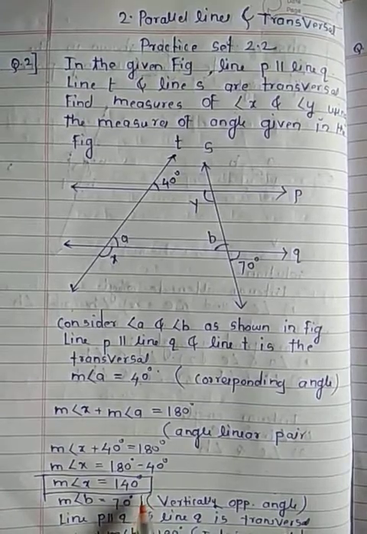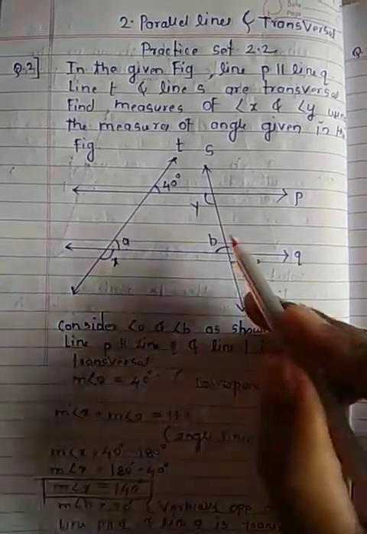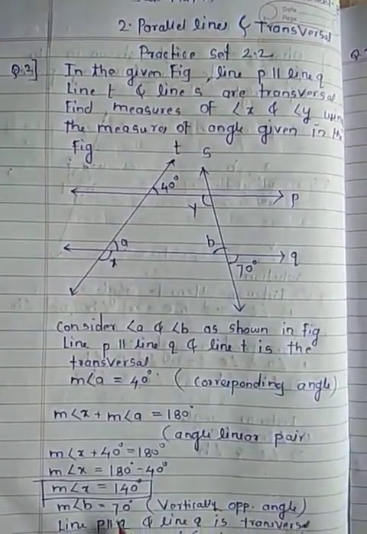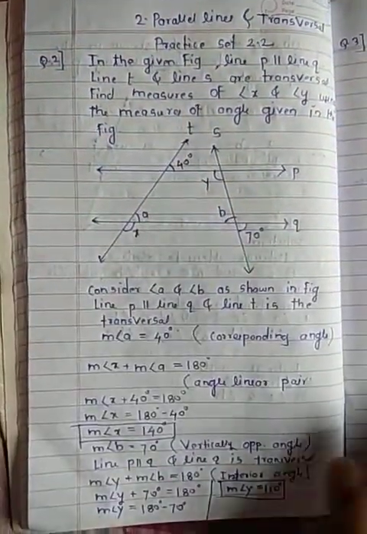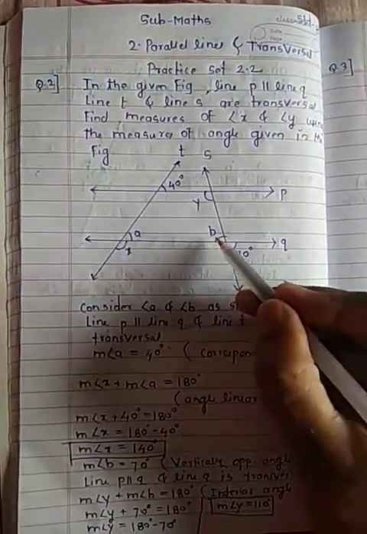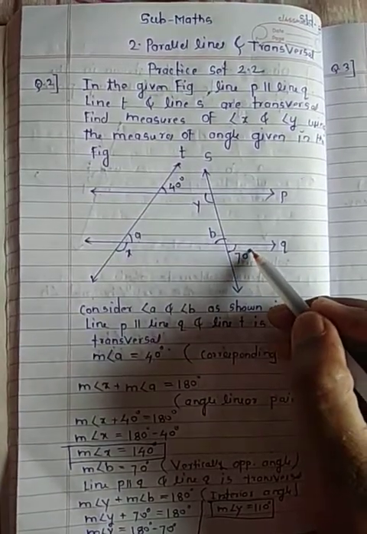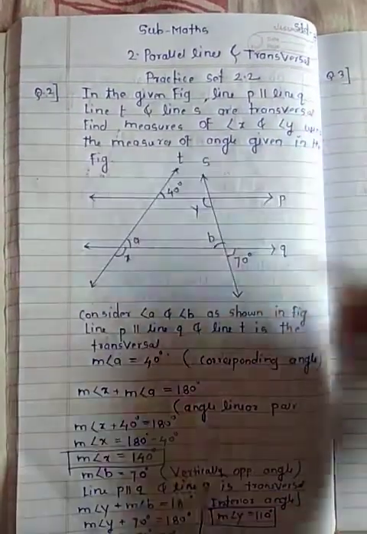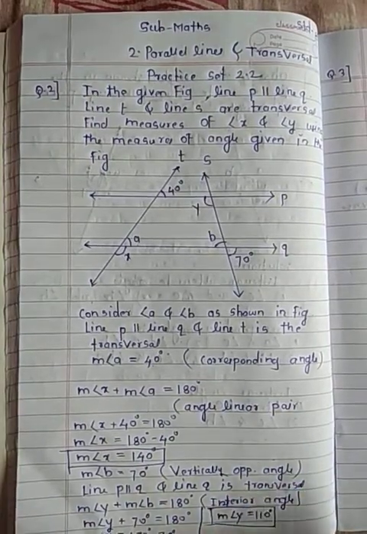Next, students, here we have to consider the measure of angle B. This is 70 degrees. Why 70 degrees? Because of vertically opposite angles. Their vertically opposite angle is 70 degrees. So measure of angle B is 70 degrees because they are vertically opposite angles.